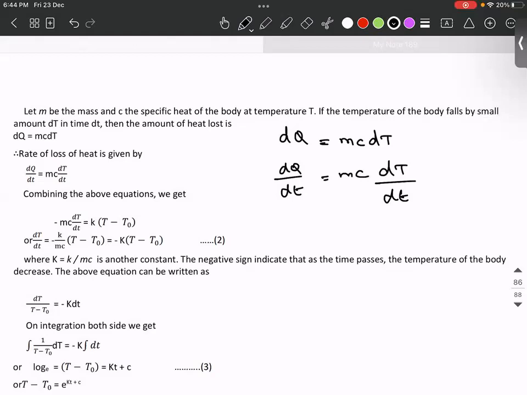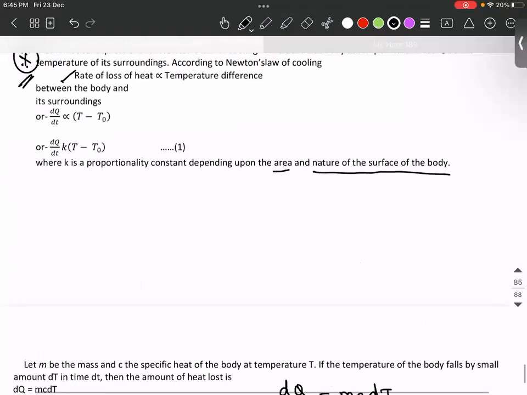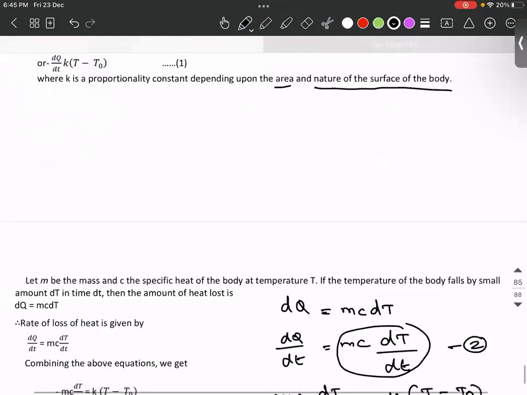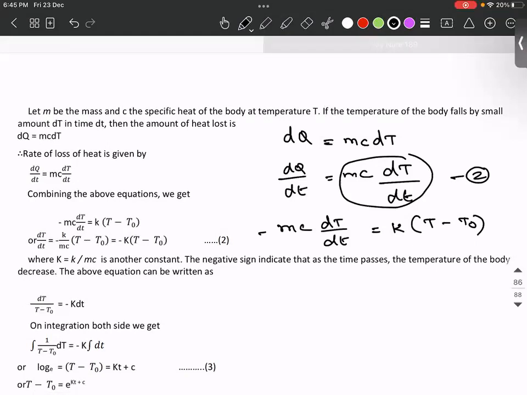So what we can do now is take this MC into dT by dt with a minus sign. That is what you wrote: minus dQ by dt is equal to K times T minus T naught. Did you write this? What did I do here? We took the idea of the mass and specific heat into consideration and wrote dQ in terms of mass and specific heat. Let me call this 2. The second one is combined with the first one. So when you combine it, can I write it this way? Is it clear till here? Please make a note of it.